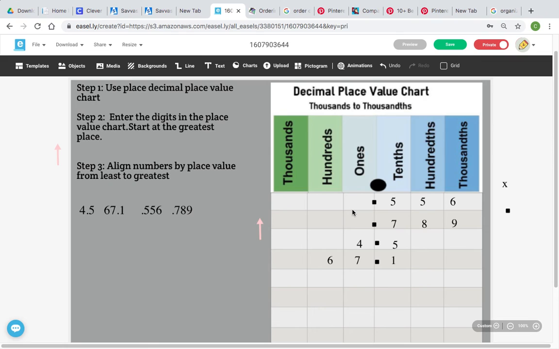And I can double check if each number in the place value chart goes from least to greatest. So let's see. Decimal 556, it definitely has a less value compared to decimal 789. Then the next number, decimal 5, it has less value than number 67 decimal 1.